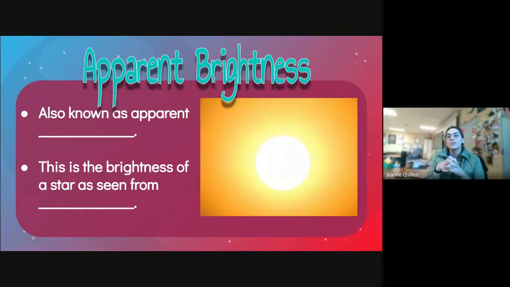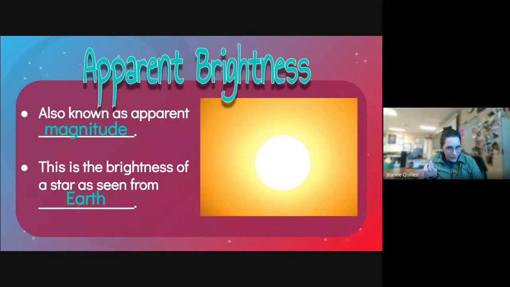So that leads us to the first real term that you need to know aside from what a star is, right? This is apparent brightness. And this is also known as apparent magnitude. So those two terms mean the exact same thing. This is the brightness of a star as seen from good old planet Earth. So as we're standing on our Earth, looking up at the stars, how bright do they appear to us?